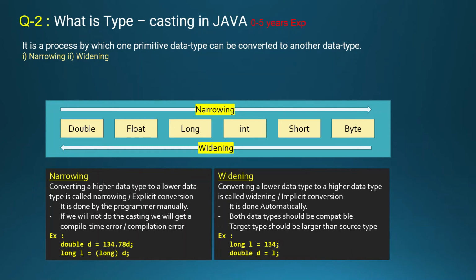So if you are doing something like from integer to char, then you have to do it explicitly. It will not be eligible for implicit conversion. So the target type should be larger than the source type. So you are converting from short to int to long, long to float. That is possible. So let's see both the examples in action.